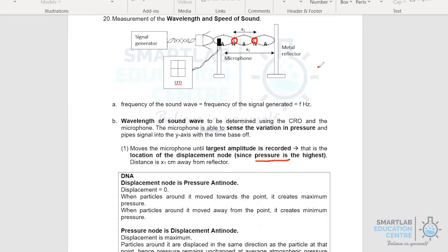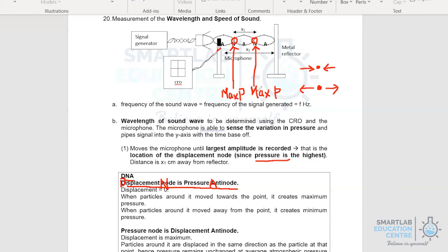That is not correct, because if you can recall at rarefaction and compression, you will notice that in the case of compression, all the particles are moving towards the point of the compression, and the displacement of the particle at the point of compression is 0. Similarly, at rarefaction, all the particles will be moving away from the point of rarefaction. The particle at the point of rarefaction has a displacement of 0. So hence, we have a simple way to help ourselves remember that the displacement node is the pressure antinode, so we call it D and A. So D and A.